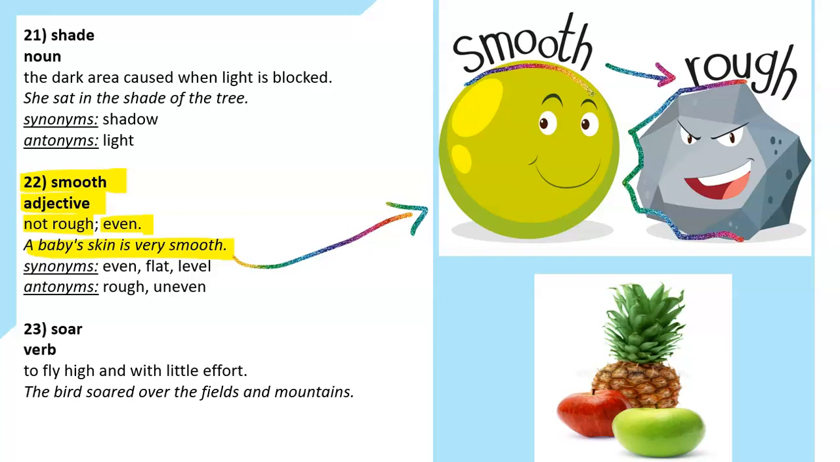We can also use this to describe some vegetables. Here I have a pineapple and apples. So I can say the apples are smooth, but the pineapple is rough.